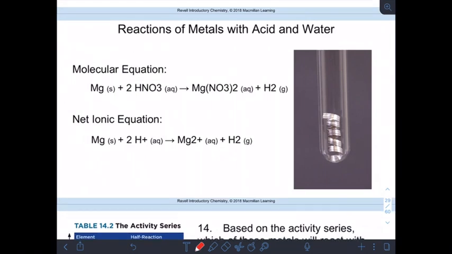Reactions of metals with acid and water. So we've already been through this in the previous chapter, that when we have a metal reacting with an acid, we get a hydrogen gas, okay? That part has not changed. What's different now is that we are paying attention to the fact that this is a redox reaction. If we go through this, we will find that this nitrate ion is the same on both sides, and the nitrate ion will not change oxidation state. So it's basically a spectator. So we're going to leave it out of our equation.